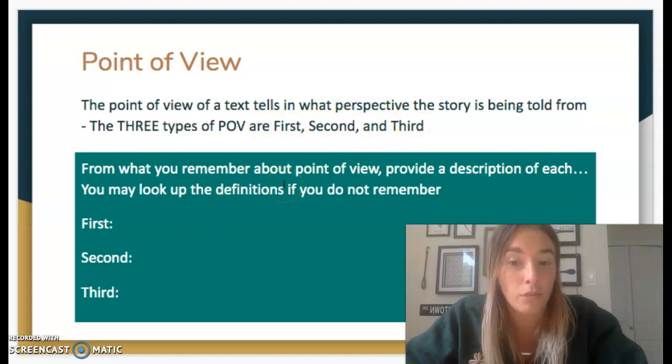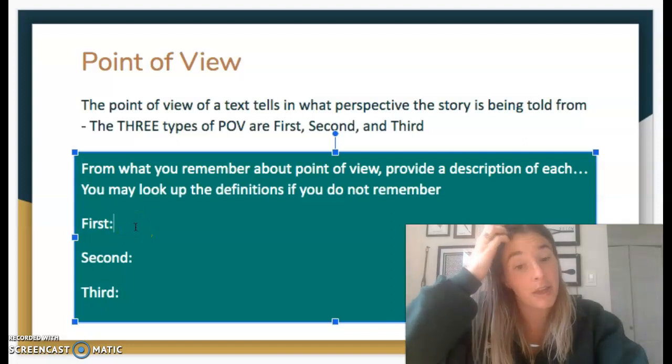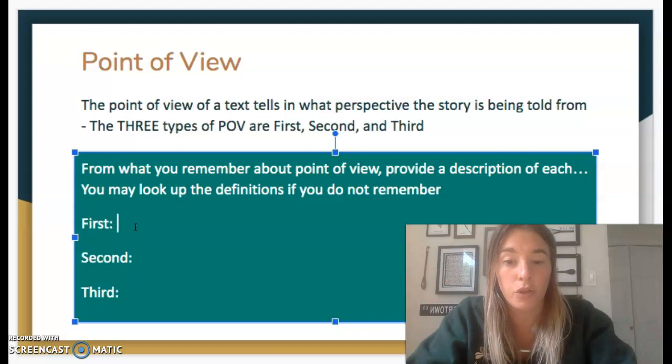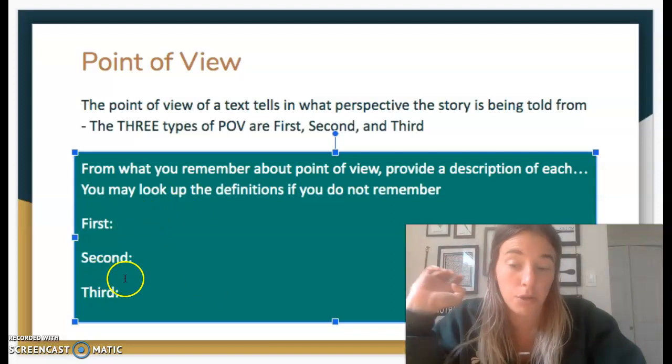So from what you can remember about point of view, I want you to provide a description of each. But if you really can't remember anything, it's been a while since we've been in school, you can look up the definition and then in your own words, write down a description. So first point of view, I would just be typing in what my description of first point of view would be. Okay, so you're going to do the same thing in this box, type in your responses.